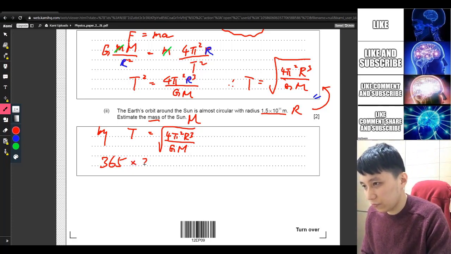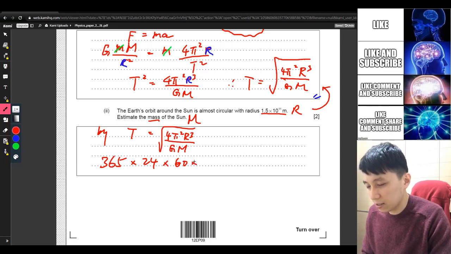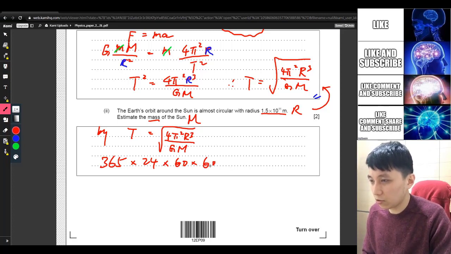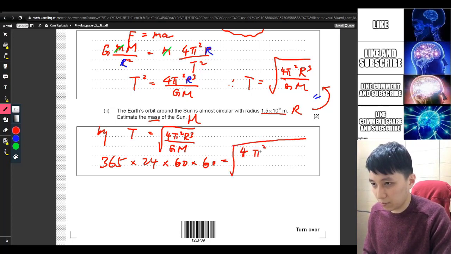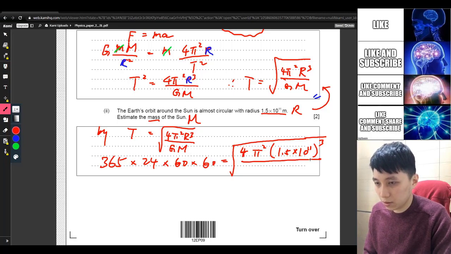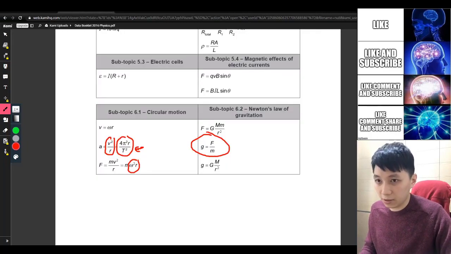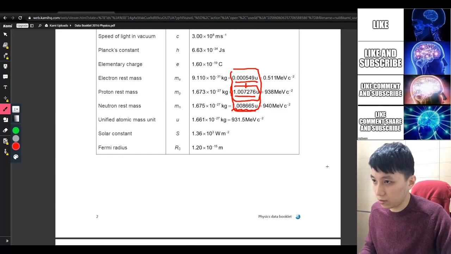So this is day, 1 day, 24 hours. 24 hours, each hour has 60 minutes. 60 minutes, each minute will have 60 seconds. So that should be the period that we need in seconds for SI unit. Okay, so this is important. And then the rest you can just find from the data booklet. R is the one that they have given. Cube. G, and from the data booklet, that is right here, I think.